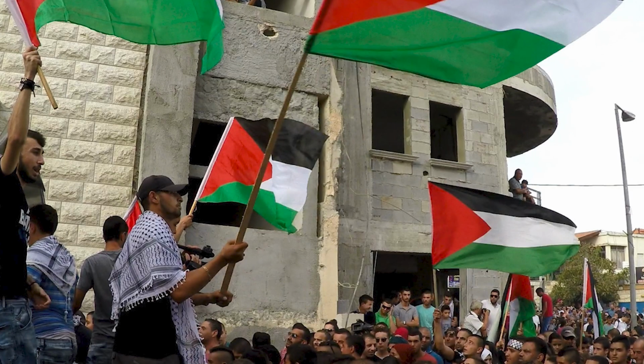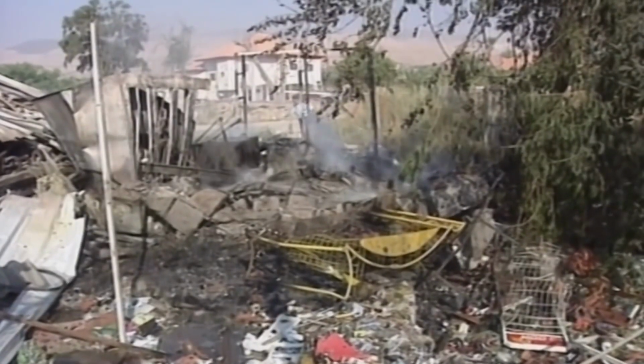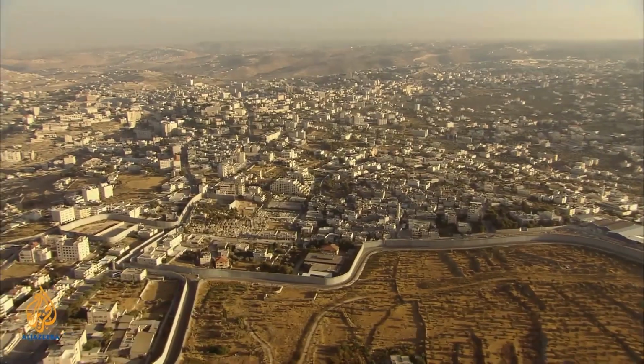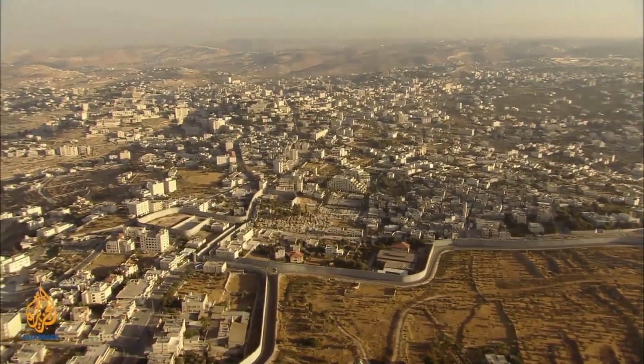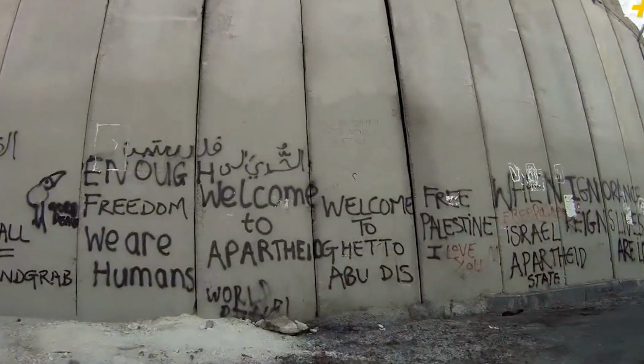The Second Intifada also marked a shift in Israeli military strategy, with targeted assassinations and extensive use of military force becoming more common. The violence of the Second Intifada left deep scars on both societies, hardening attitudes and making future peace efforts even more challenging.